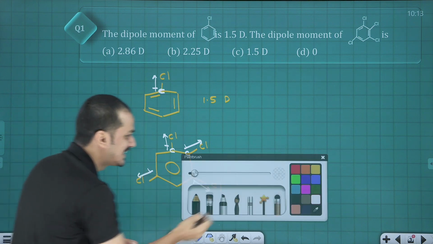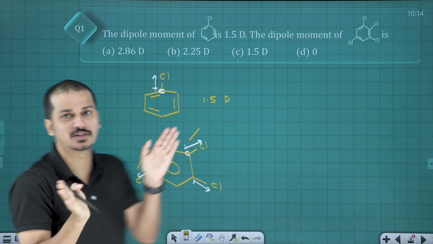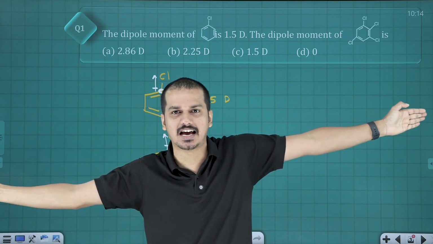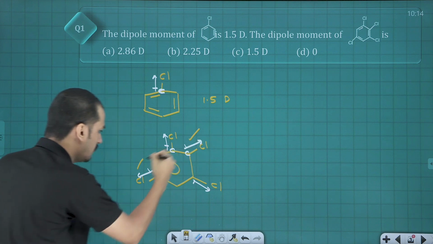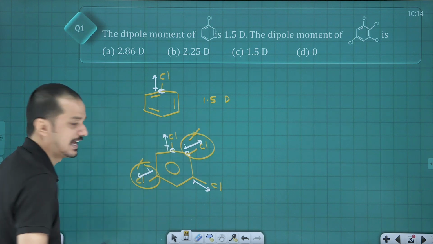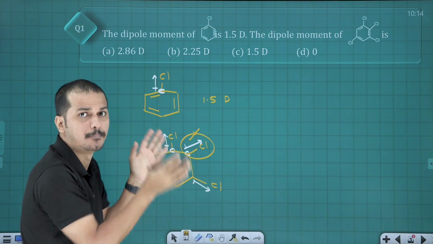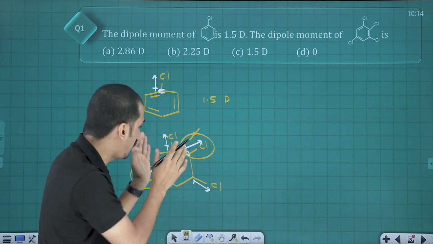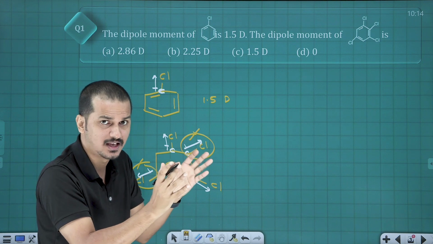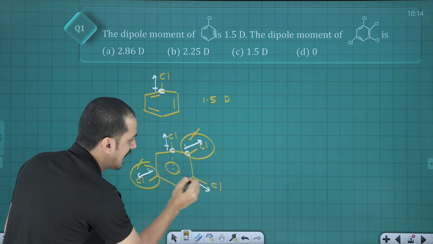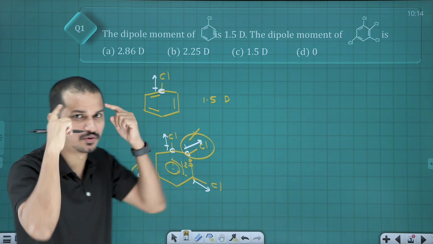See the beauty. Here this one will get cancelled because one is in this direction, one is in this direction, with a total 180 degree angle. Okay, so these two will get cancelled. This one will get cancelled. Now only two dipole moments will be there. Both are equal but in different directions. The magnitude will be the same. But what about their angle? Their angle is 120 degree. So you know the idea.